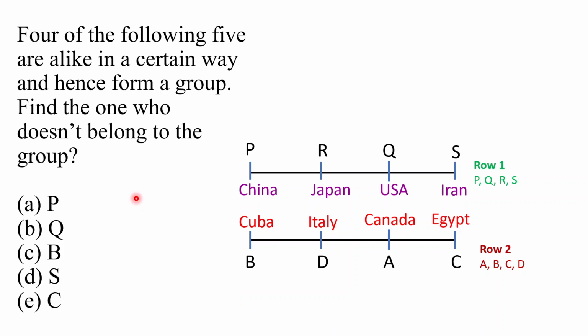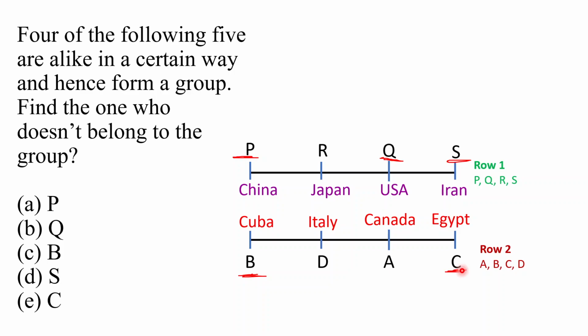The next question is, 4 of the following 5 are alike in a certain way and hence form a group. Find the one who doesn't belong to the group. Okay, so here we have to see the options first. Option number A is P, then it is given Q in option number B. In option number C it is B. In option number D it is S. And in option number E it is C.